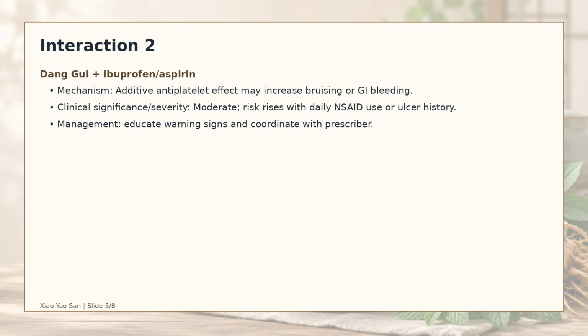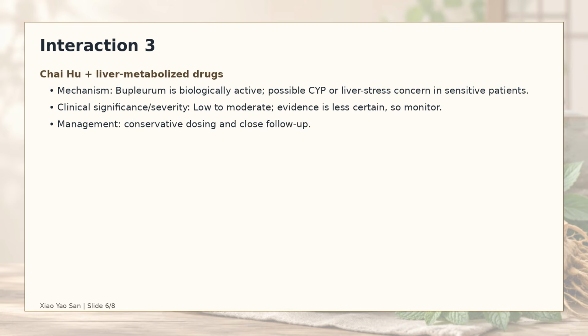Interaction 2. Dangui and ibuprofen or aspirin. Mechanism. Additive antiplatelet effect may increase bruising or GI bleeding. Clinical significance. Moderate. Risk rises with daily NSAID use or ulcer history. Management. Counsel the patient on warning signs and coordinate with the prescribing clinician if the medication has a narrow safety margin.